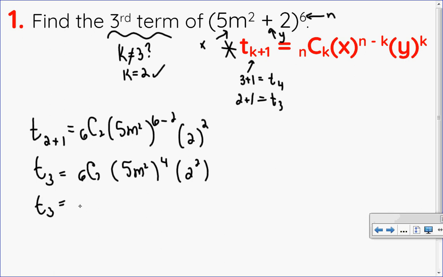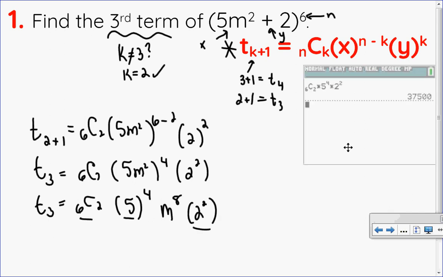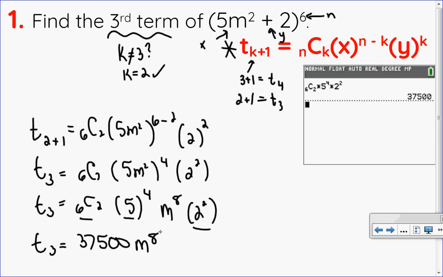Okay, let's separate out all the numbers. So 6C2 times 5 exponent 4 times m to the 2 times 4, which is m to the 8, times 2 squared. If I look at just the numeric values, I can multiply those together, and I end up getting that my third term is 37,500 m exponent 8. That would be your third term.